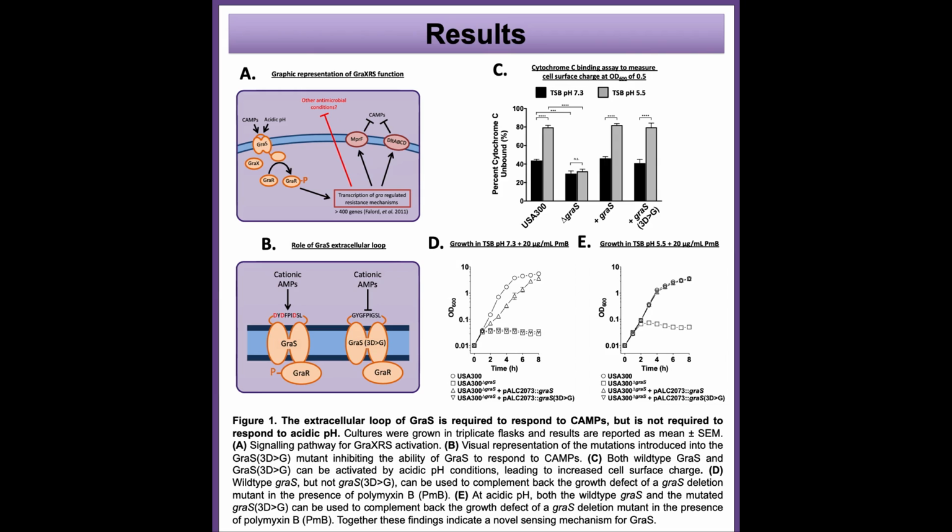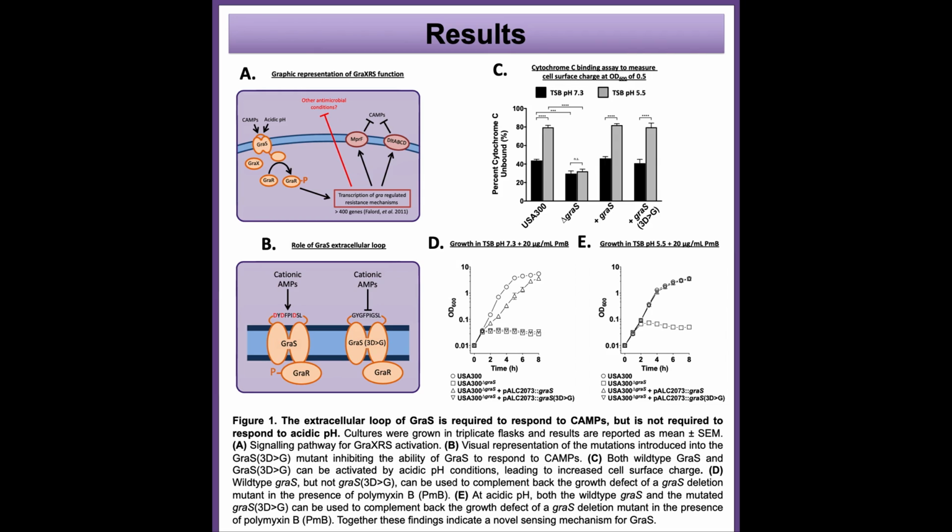In Figure 1c, we see that although we can mutate this extracellular loop, seen as our GraS 3D to G mutant, we are still able to activate GraS signaling in response to acidic pH. And as you can see, this does not occur if we completely knock out the GraS system. This is very interesting as it shows there's a novel sensing mechanism for our GraS system.